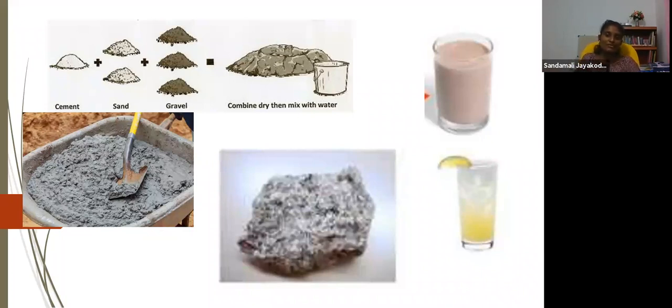Those are the minerals combined together to make that rock. So that rock has a particular composition. So it's a mixture. It's not just a pure substance.